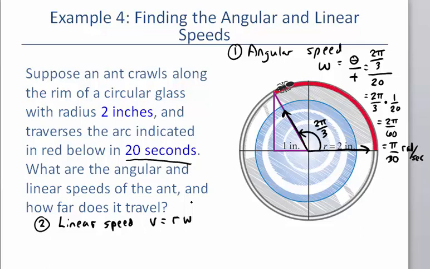All right, so we know that our radius is 2 inches. They tell us that in the problem, so we can plug a 2 in for the R. And we calculated our angular speed to be pi over 30, so we'll plug that in. And so we're going to have 2 pi over 30, which will reduce to pi over 15. And since our radius is in inches and our time is still seconds, we will have pi over 15 inches per second.